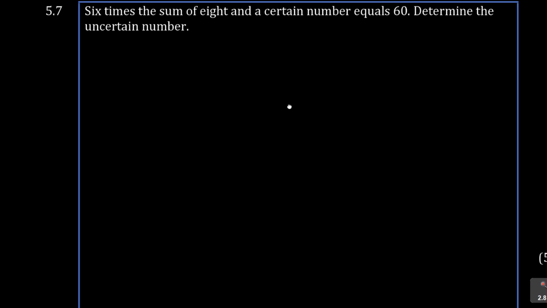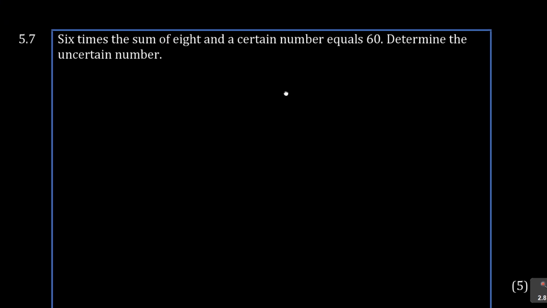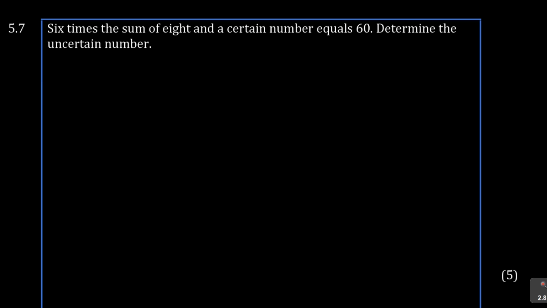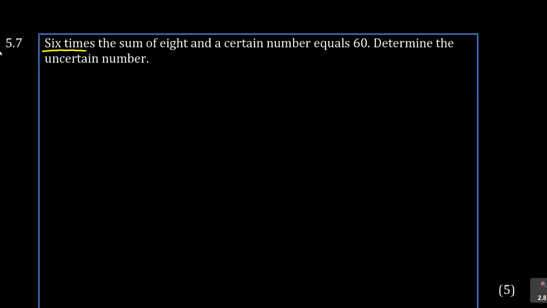This is where they will also bring you some tricky word problems. Here they are saying, word problem: 6 times the sum of 8 and a certain number equals 60. Then they say determine the uncertain number. But let's do it one step at a time. They are saying 6 times. You must also come up and say, what is this 6 times? It's saying this 6 times. Okay. Because times means multiplication. Yeah. So 6 times the sum of what?